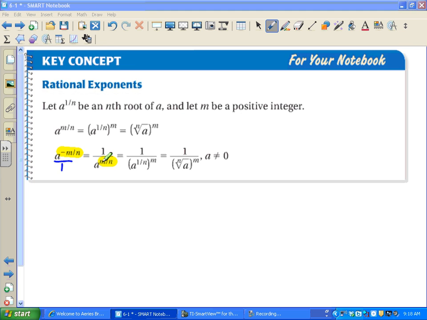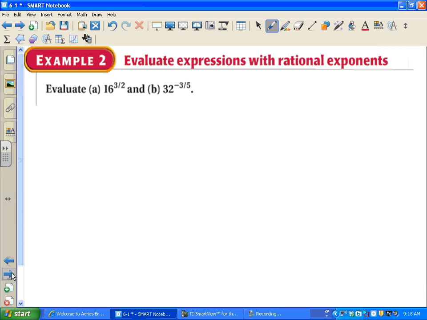Okay? Part A, evaluate 16 to the 3/2. Part A is saying 16 to the 3/2 exponent. Remember that the denominator is the rooter and the numerator there is the exponent. I have 2 ways that I can write this. Both are equally correct. One is the square root of 16 cubed.